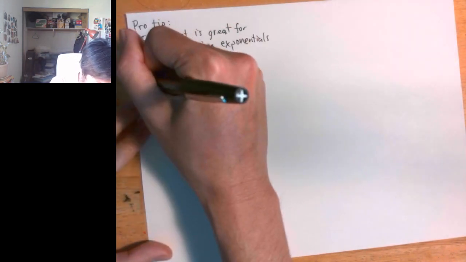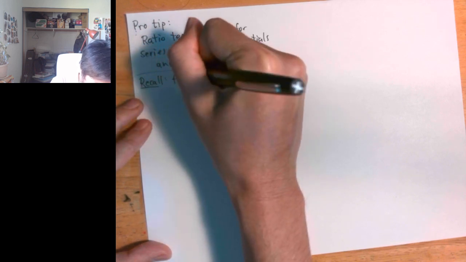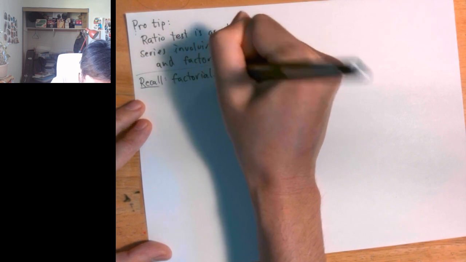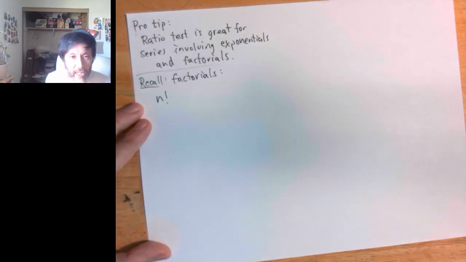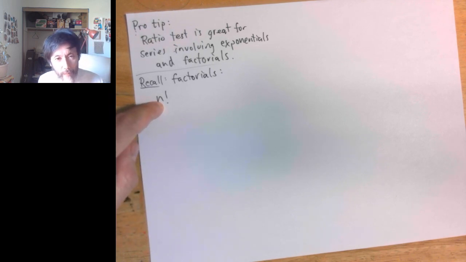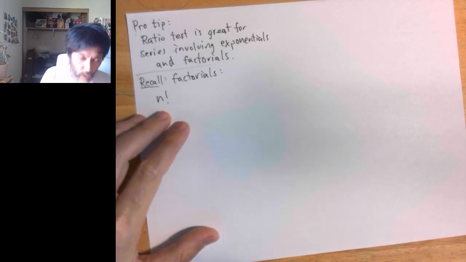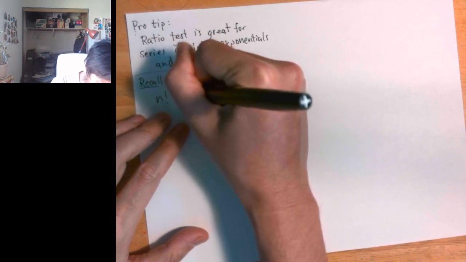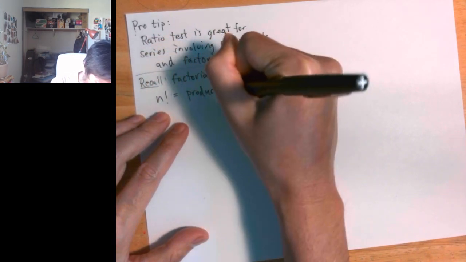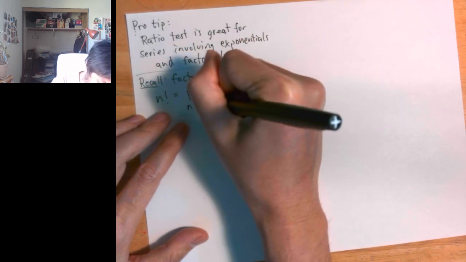Okay, so let's just really fast recall factorials. This is written like this: n bang, or n factorial. Computer scientists sometimes, I've heard computer scientists say n bang, whereas math folk typically say n factorial. n factorial, what is it? Is the product of the first n positive integers.